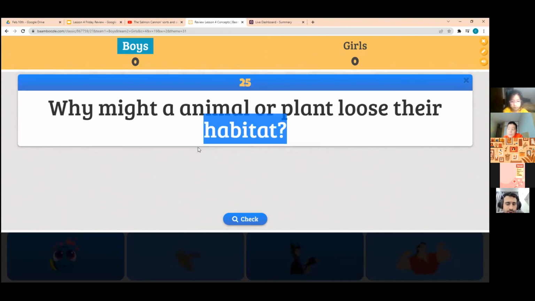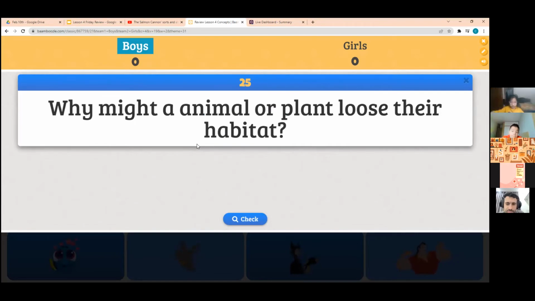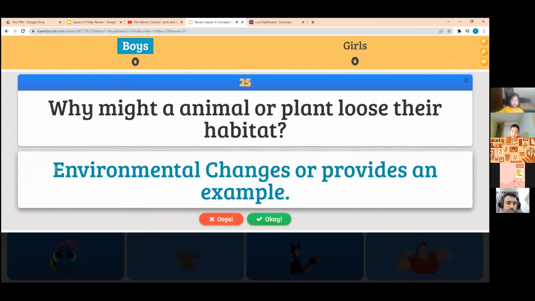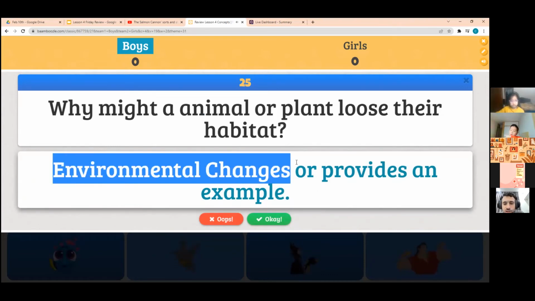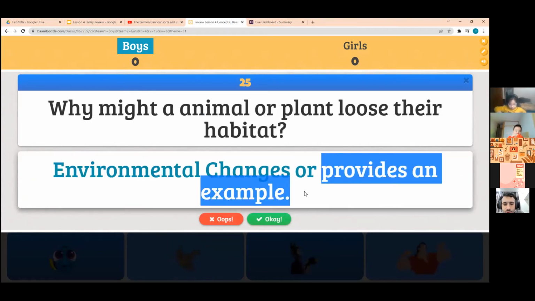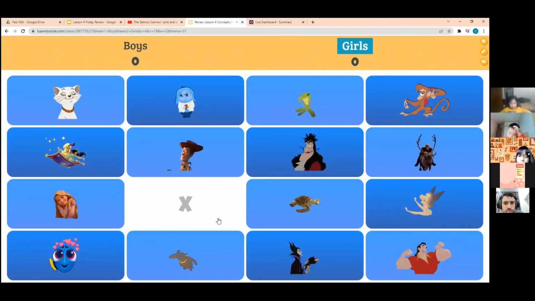What have we been learning about? It can be anything. Okay, I don't think I can give you credit for this one. I was looking for an environmental change, or an example of a changing environment. You could have said a forest fire, a volcano, something like that. So I'm going to give it an oops for the boys.